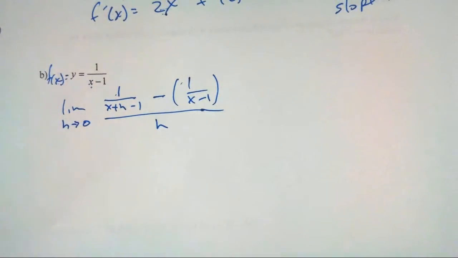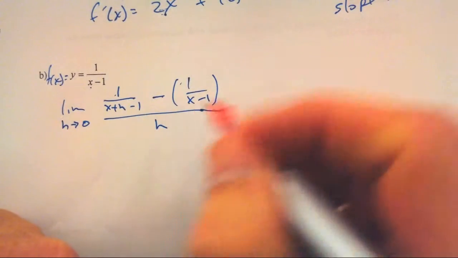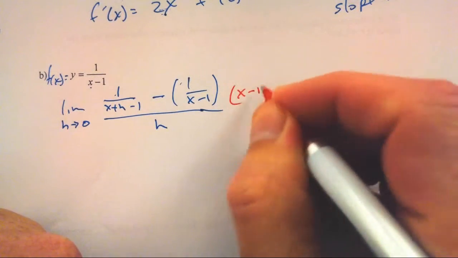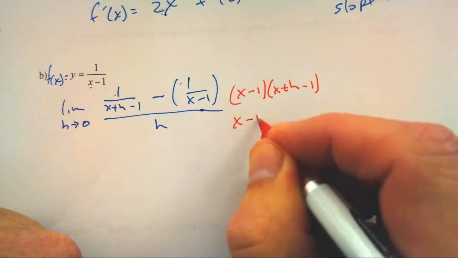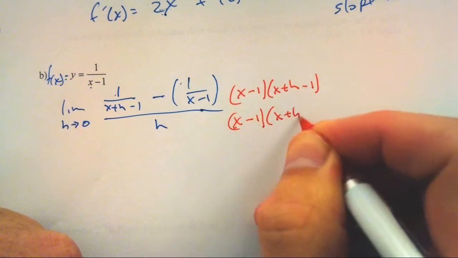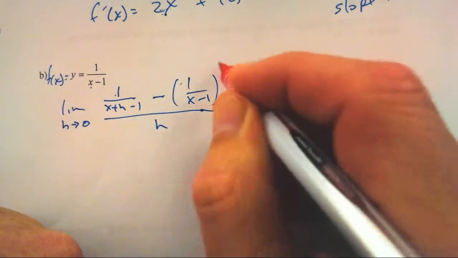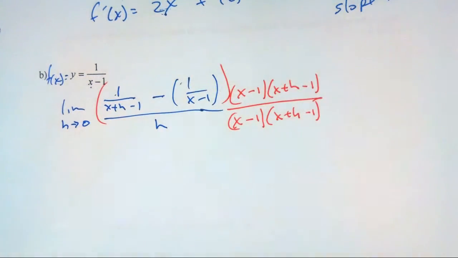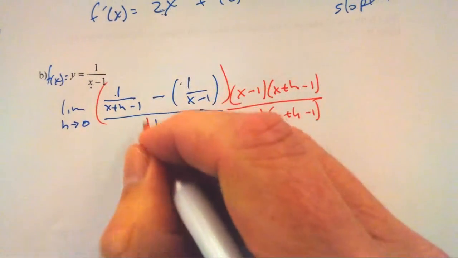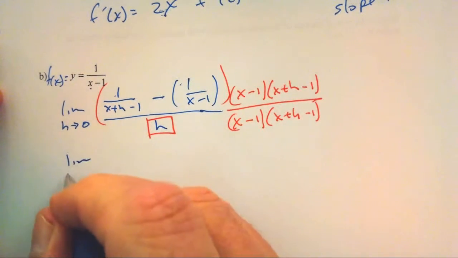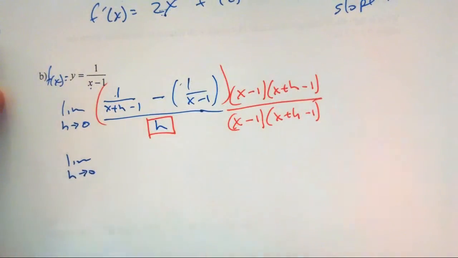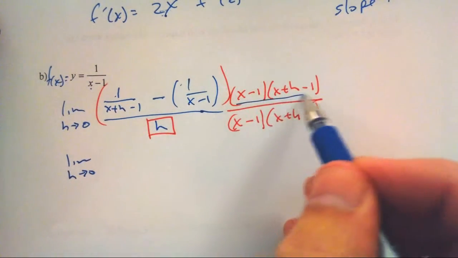Well, we've done this. Least common denominator, I need an x minus 1. I need an x plus h minus 1. But I can only multiply by 1. Who's my biggest offender? This guy. Gotta go. Limit as h approaches 0. Gotta write it? Yep. Distribute the whole thing.